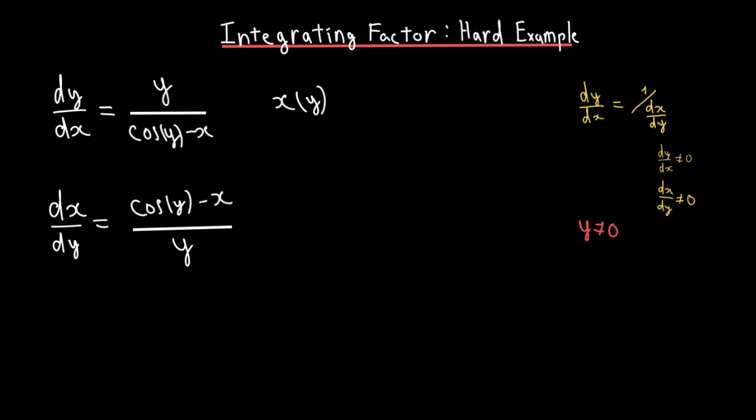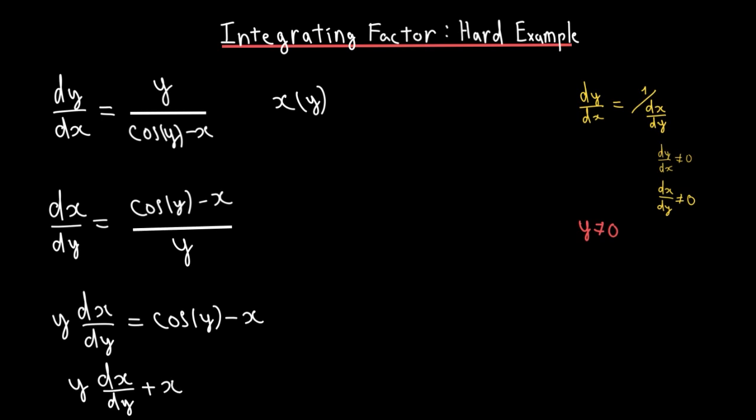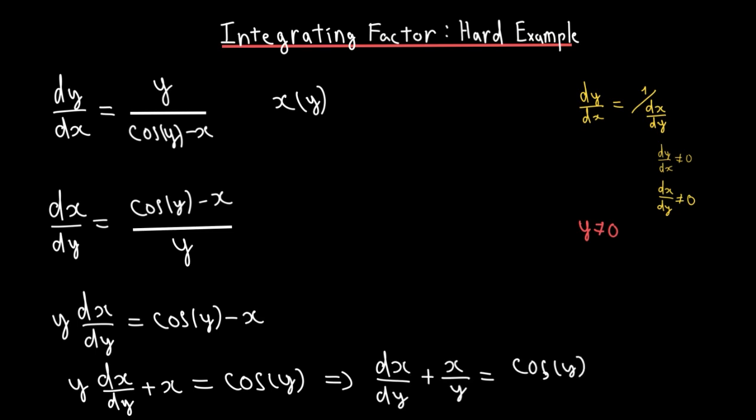And therefore, we get that y dx/dy is equal to cosine of y minus x. And therefore, y dx/dy plus x is equal to cosine of y. And now, to have it in the standard form, we need to divide by y, since we don't want a factor in front of dx/dy. So we get dx/dy plus x over y is equal to cosine of y divided by y.